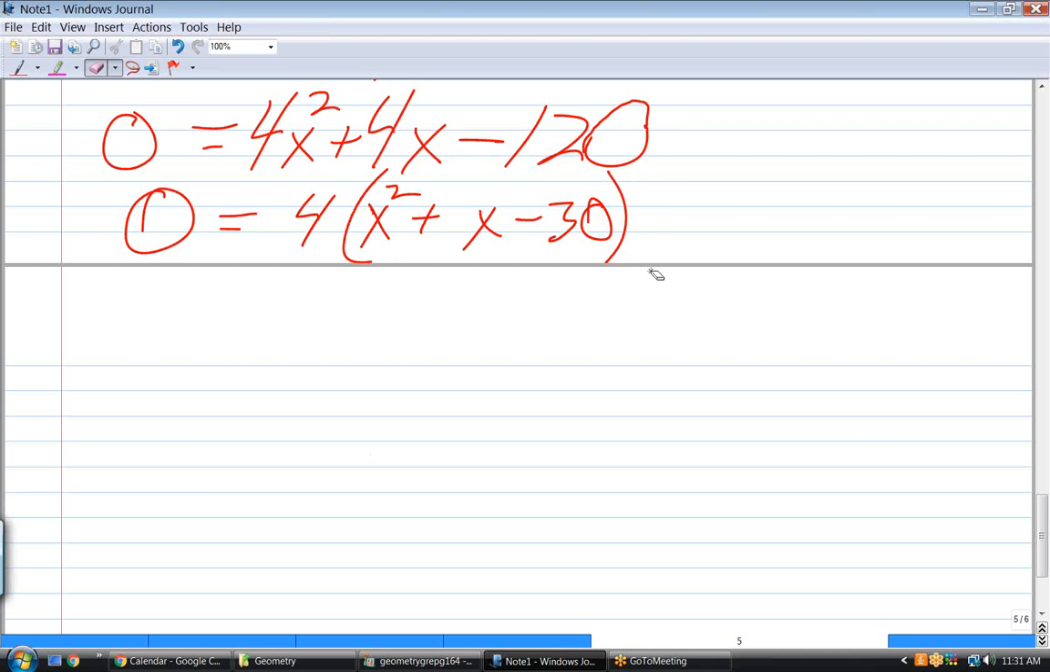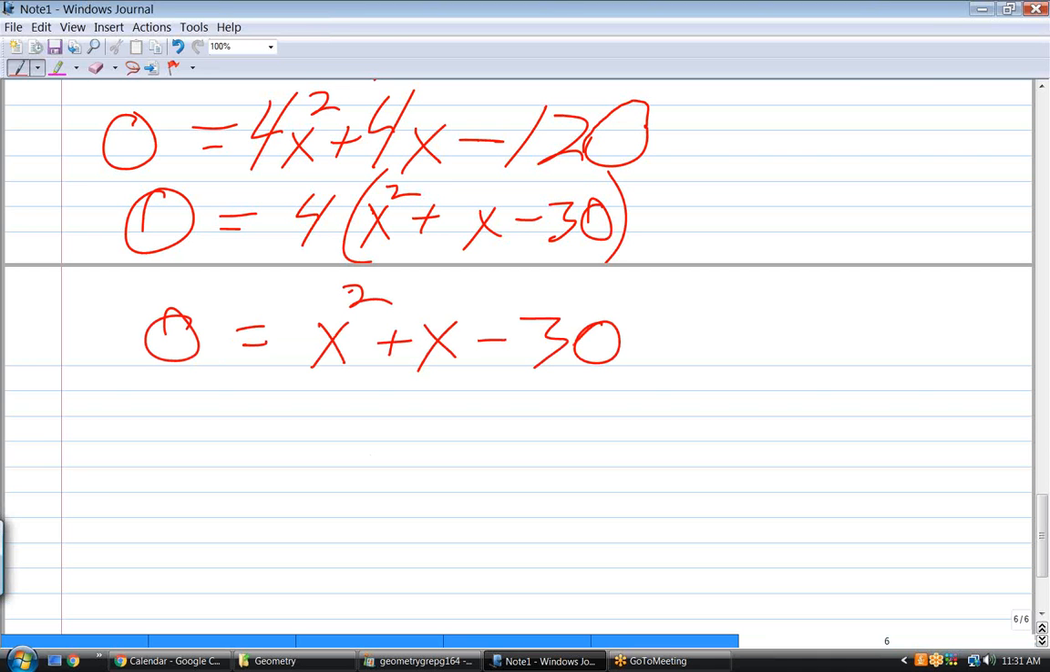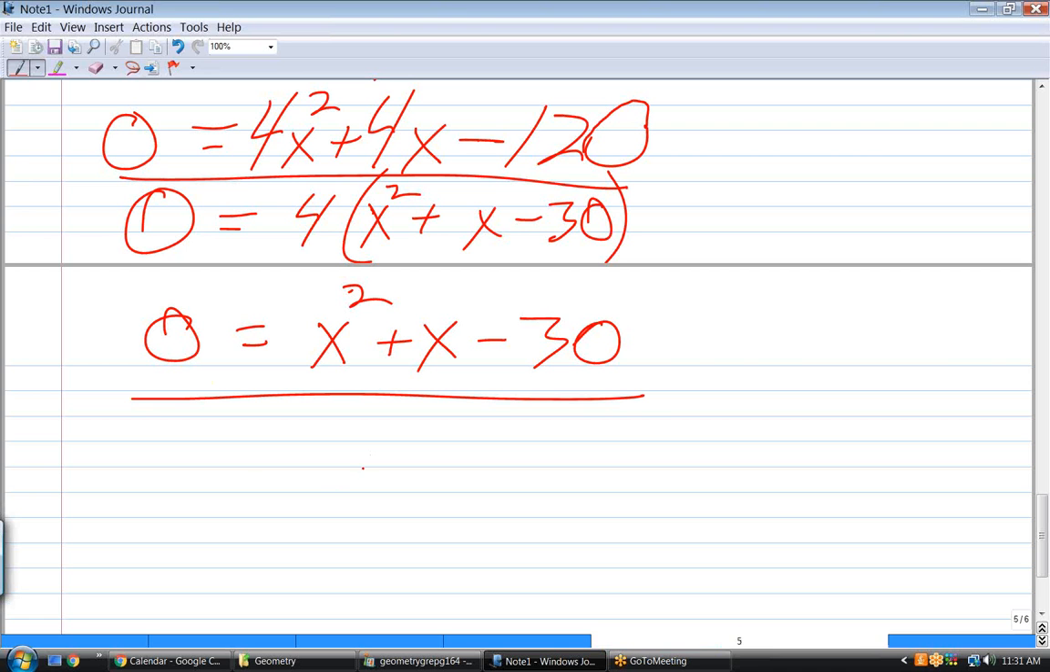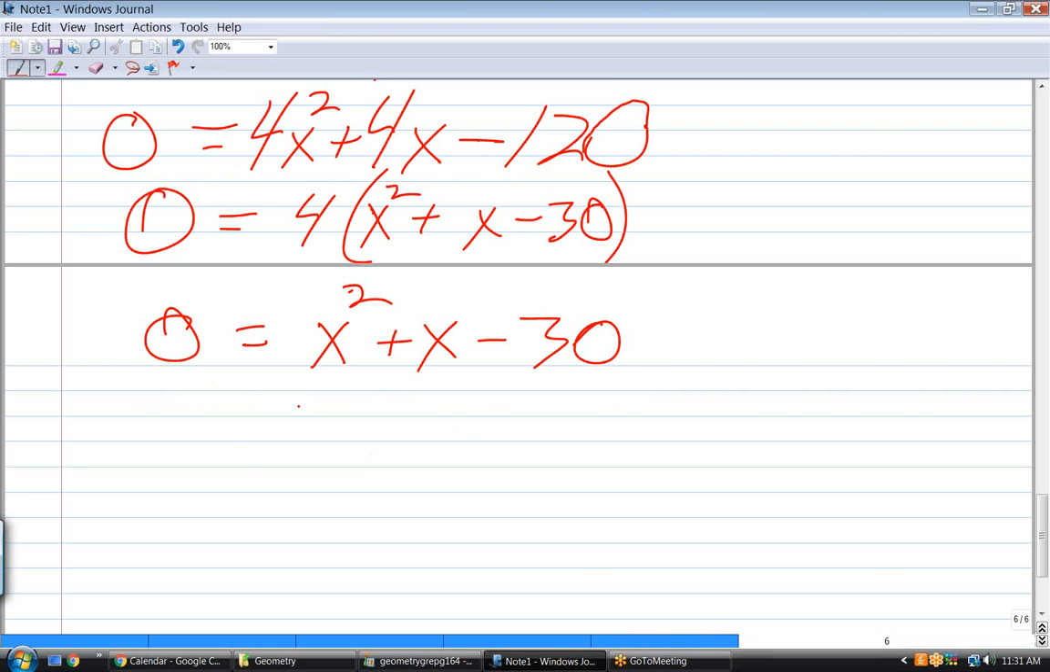You could divide. Okay, divide both sides by 4. What are you left with? You get 0 over 4, which is 0. Yeah, which is 0 is equal to x squared plus x minus 30. Now it's an easier problem. There we go. Isn't this far easier than that to factor? Definitely. This is an easy one to factor. Okay.